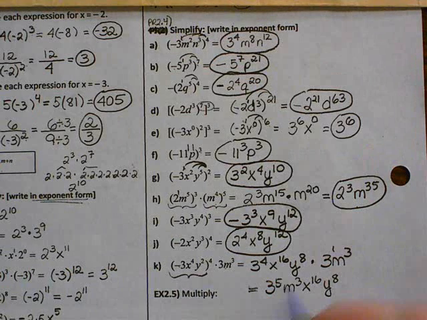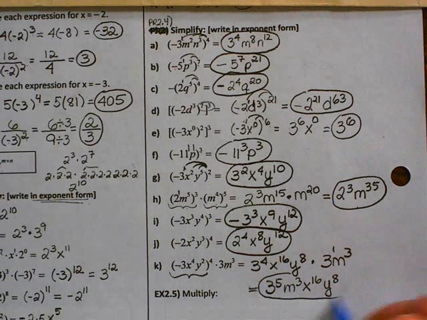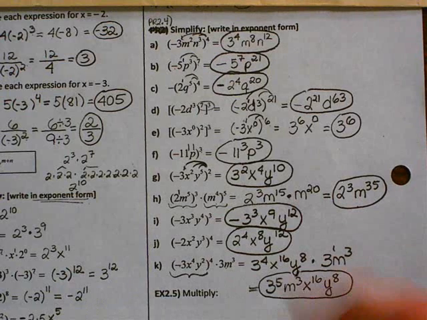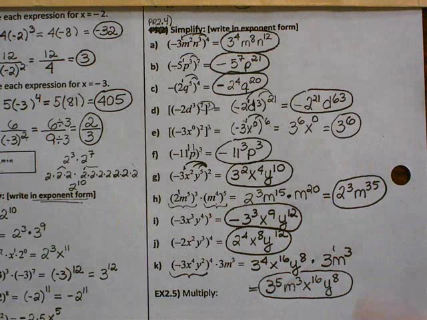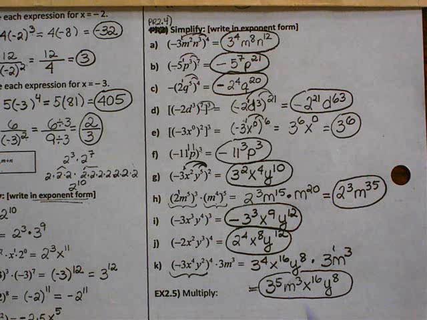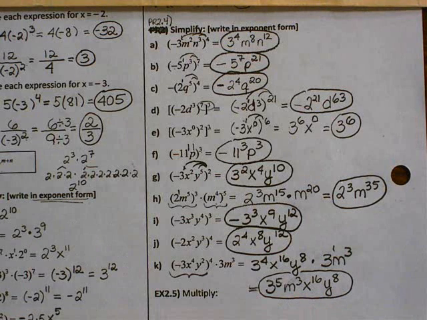Now, if you wrote 3 to the 5th, x 16th, y to the 8th, m to the 3rd, it's still correct. I'm just saying that it's always good practice to write in alphabetical order. But if you have all the terms, you're fine. Okay?